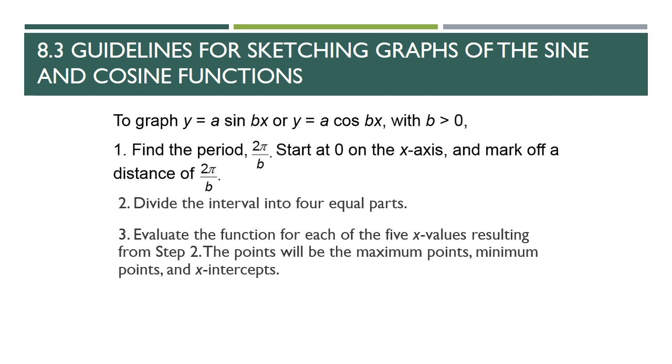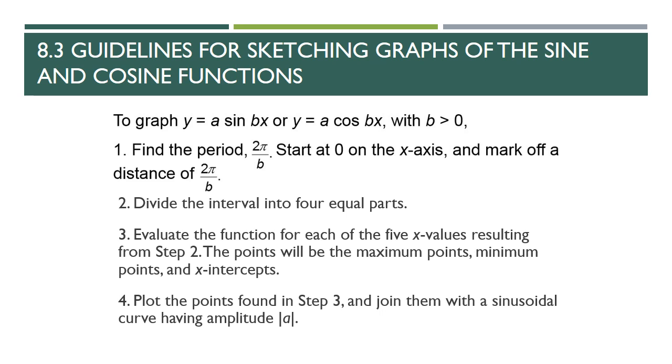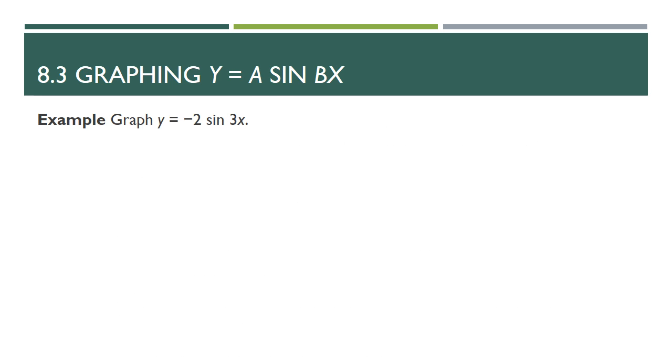Now, this is actually one way of doing it. The points will be the maximum, minimum, and x-intercepts. Plot the points and join them in a curve. And then draw additional periods as needed so you can add on to the graph as you need. So we're going to graph y equals -2 sine of 3x. Pause the recording, give this a try, and resume to check your answer.